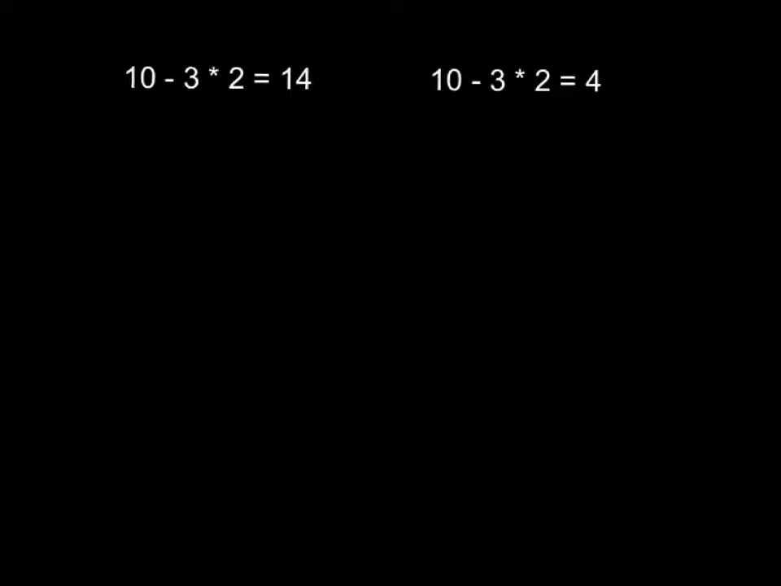Here we're given two equations, 10 minus 3 times 2 equals 14, and 10 minus 3 times 2 equals 4. Obviously, without the use of parentheses, they cannot equal the same value. So let's go ahead in the first problem and put the 10 and the 3 together. What that means is when you see parentheses, you're to do that problem first. So you can do it one of two ways. I like to either write it above it, so 10 minus 3 is 7. Then I take 7 times 2 equals 14.